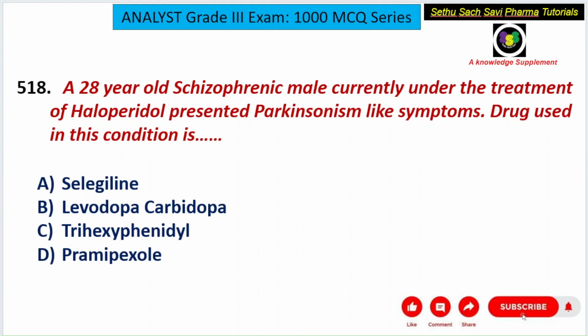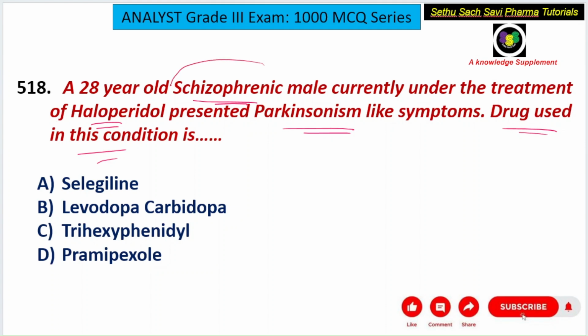Again, it is a question taken from Pharmacology. A 28-year-old schizophrenic male currently under treatment with haloperidol presented with Parkinsonism-like symptoms. Which drug is used in this condition? A choice, salicylic; B choice, levodopa carbidopa; C choice, trihexyphenidyl; D choice, pramipexole. Which is the correct answer for this case? So please look at the question.